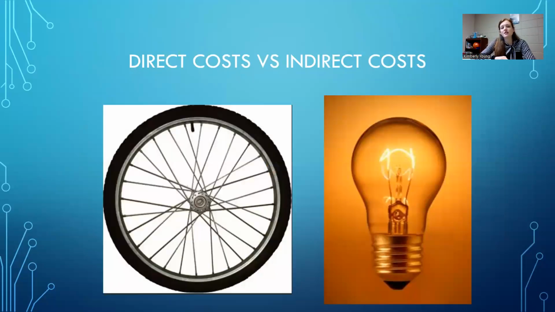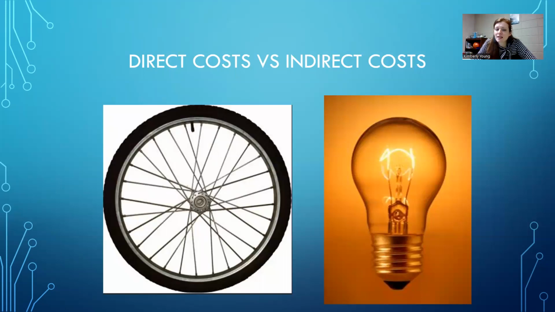Then when we have direct versus indirect, those tires that are going on that bicycle, it is very obvious how many tires are going on each bicycle. I'm going to be putting 2 tires, 2 wheels, 1 set of handlebars, 2 pedals. It's very clear and very direct. I need to assign the cost of 2 tires to the bicycle.